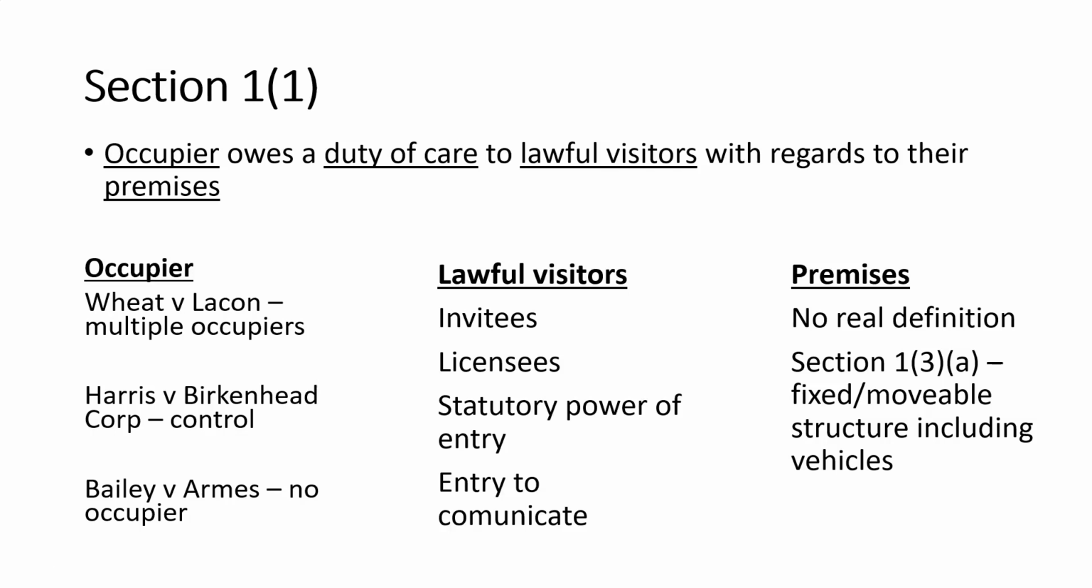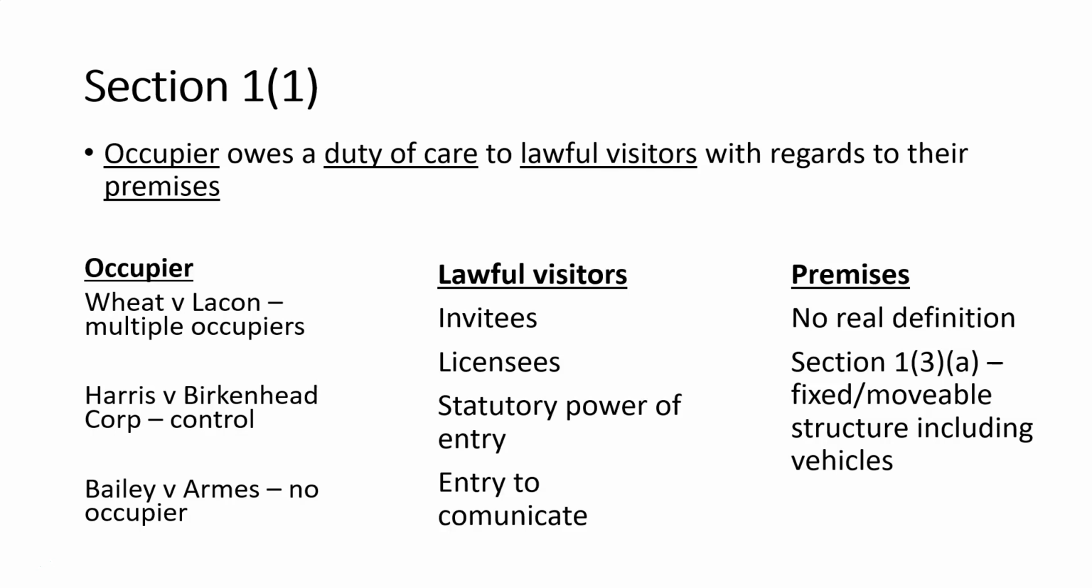You have invitees, which could be invited either explicitly, where you say come around my house, come onto my land, or it could be an implied invitee, where perhaps in shops you have implied permission to go in and shop. Licensees, where people have a license to be on the land or in the building for a short period of time or a certain amount of time. You also have contractual permission, which is where people have signed a contract or essentially paid money to be on that land.